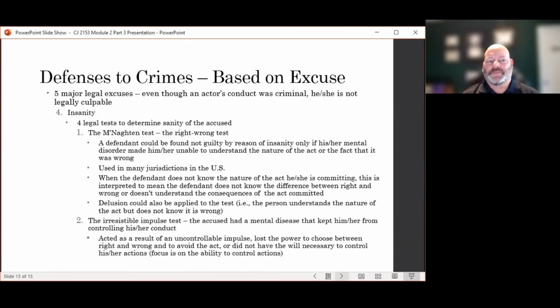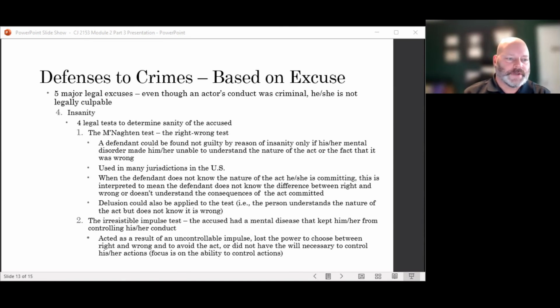There are 4 tests to determine sanity. Under the McNaughton test, a person is insane only if his or her mental disorder made him or her unable to determine the nature of the act or the fact that it was wrong. The McNaughton test is used in many jurisdictions in the United States. When the defendant does not know the nature of the act he or she is committing, this is interpreted to mean the defendant does not know the difference between right and wrong, or doesn't understand the consequences of the act committed. Delusion could also be applied to the test. For example, the person understands the nature of the act, but does not know right from wrong.